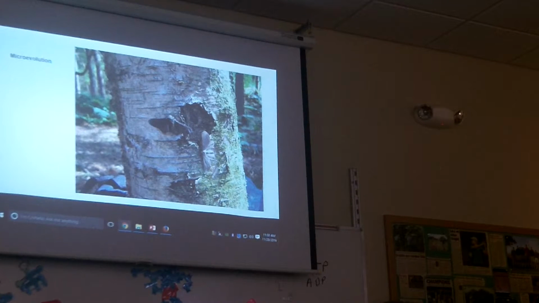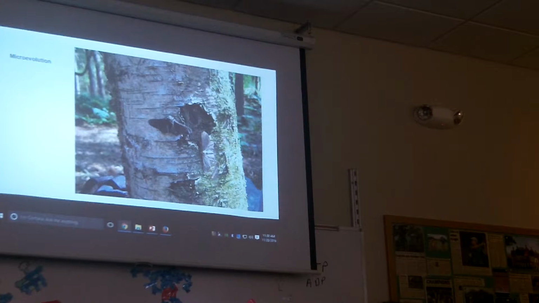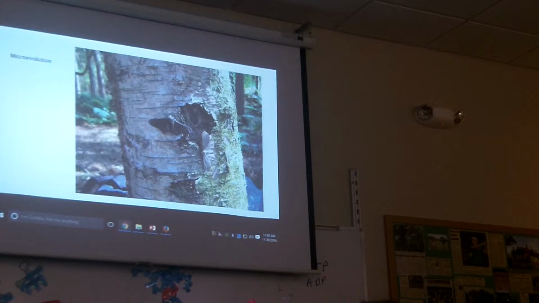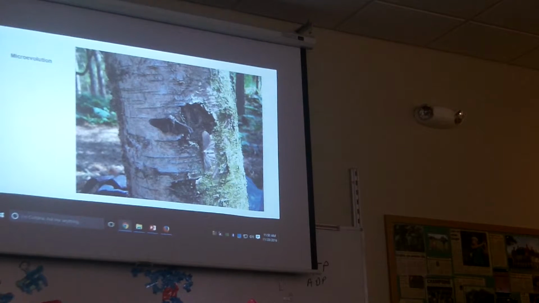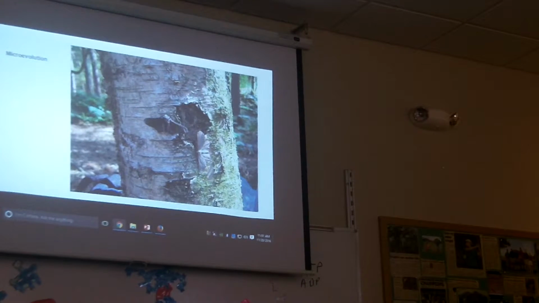Let's talk about the peppered moth. You ever heard of the peppered moth? No, sir. This is a famous example of evolution happening in a time period where we can easily see it happening. We call it microevolution, when organisms change, but they don't form new species. Change within a species.